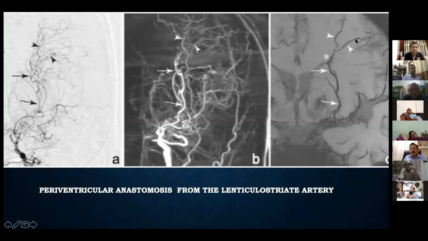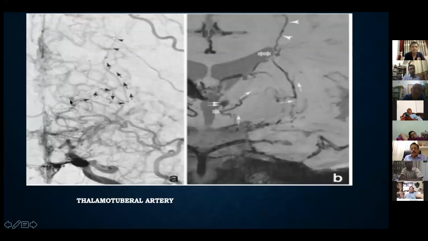You can see retrograde filling of the cortex. So even the thalamotuberal artery in this patient again gives rise to collaterals. And again, you can see it here going around, and one can see a small aneurysmal involvement or a microbleed here as well. Because these collaterals are under pressure, they can rupture and cause microhemorrhages.